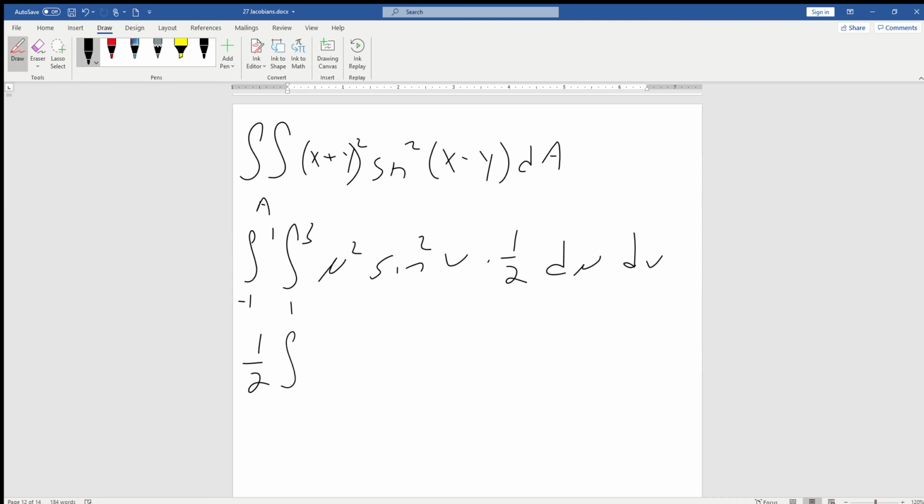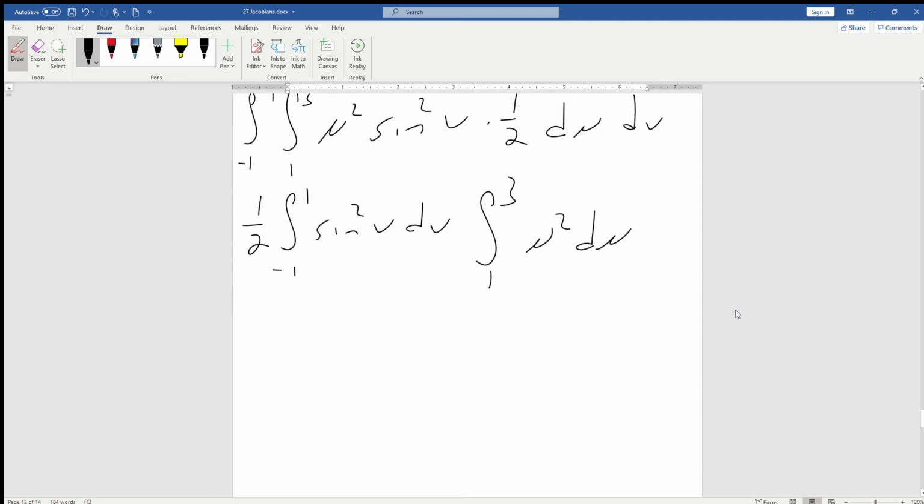So, factoring out the 1/2, we have the integral from negative 1 to 1 of sine squared v dv, and then the integral from 1 to 3 of u squared du. All right, now to evaluate, this is actually a pretty cool trick we can use. We're going to use the power reducing formula on sine squared.